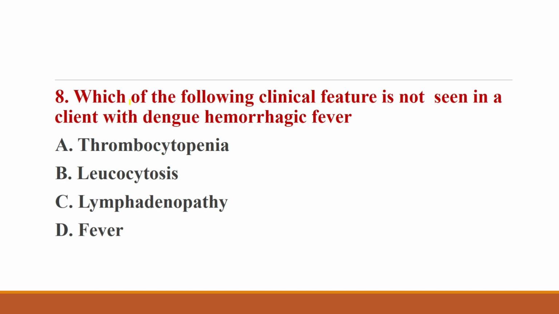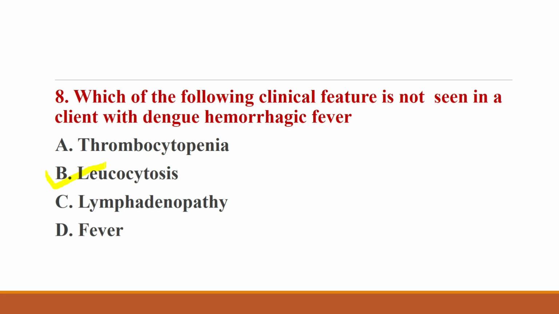Next question, which of the following clinical features is not seen in a client with dengue hemorrhagic fever? Option A, thrombocytopenia. Option B, leukocytosis. Option C, lymphadenopathy. Option D, fever. Answer is option B, leukocytosis.